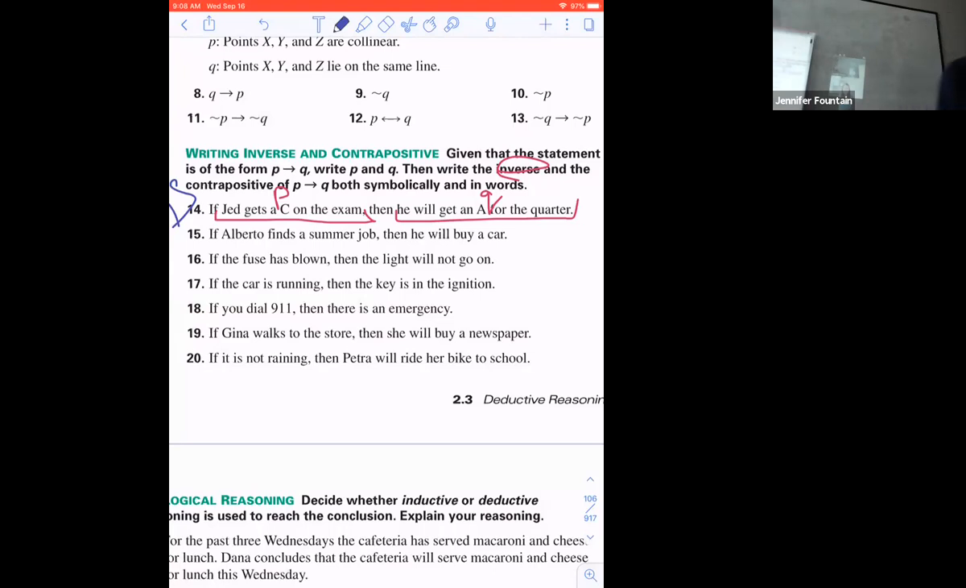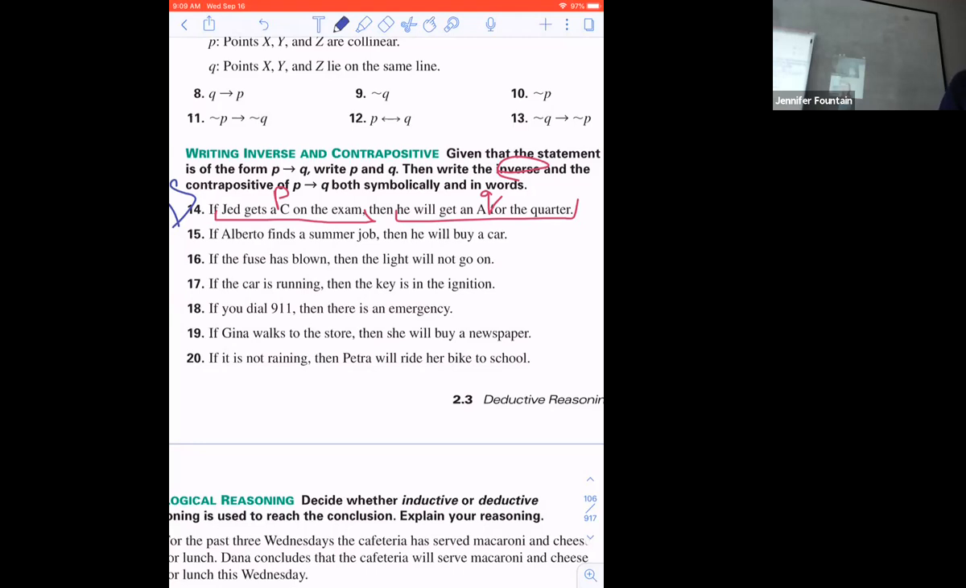Okay. Number 18, if you dial 911, then there is an emergency. So P is if you dial 911. Q is then there is an emergency. So if P, then Q. Inverse, if there is an emergency, then you dial 911. That's going to be Q, then P. That is inverse. Contrapositive is if there is not an emergency, then you will not dial 911. So not P, then not Q.